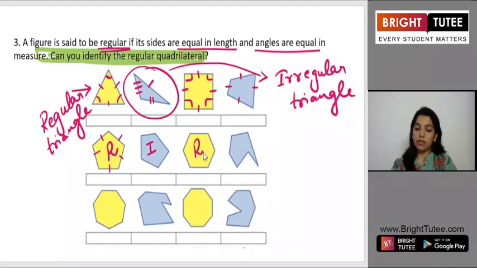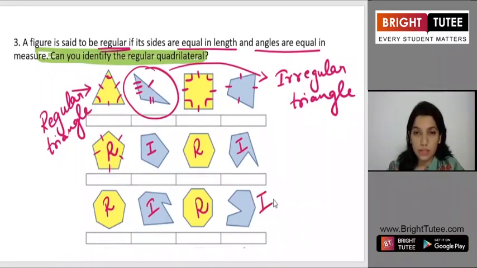This is a regular hexagon. This is an irregular hexagon. This is a regular heptagon and this is an irregular heptagon. This is a regular octagon and this is an irregular octagon. I hope it is clear when we can say that a given figure is regular and when it is irregular.